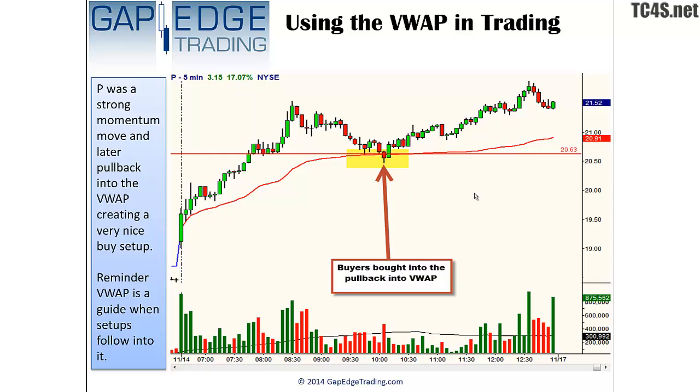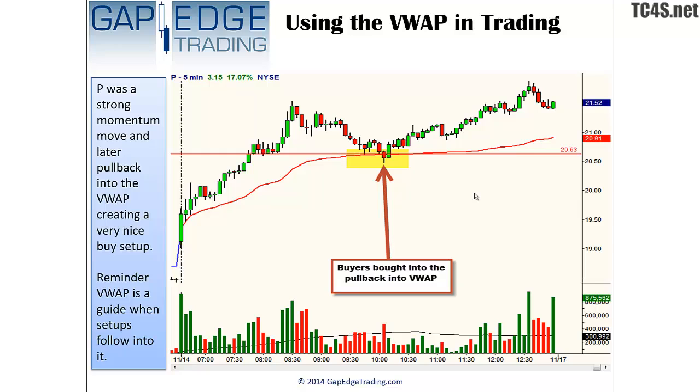But if you'd have bought into the 20.50 price, you would have made a buck into the day, because 20.50 was the buy area at the VWAP, and it went all the way up to 21.60 by the end of the day and closed at 21.52. So P was a strong momentum move, and later pulled back into the VWAP, creating a very nice buy setup. Reminder: VWAP is a guide when setups follow into it.